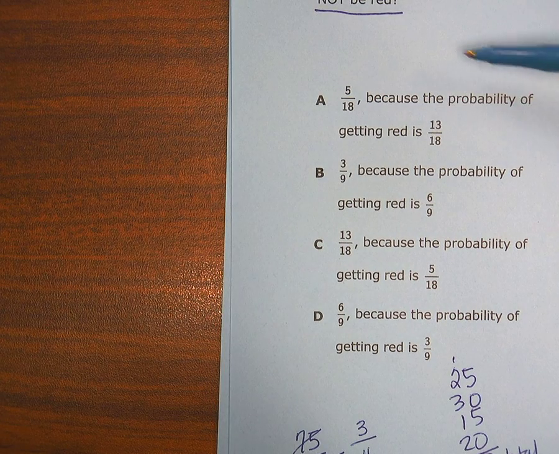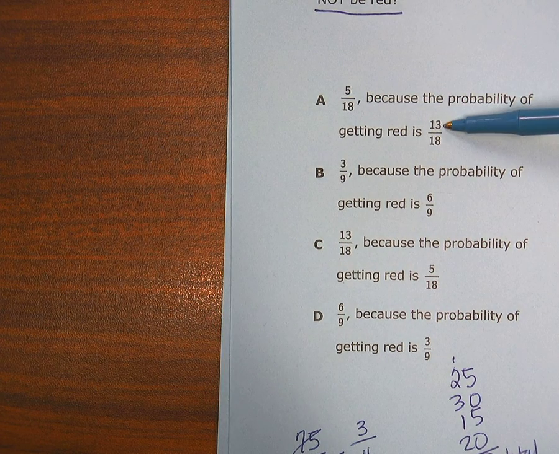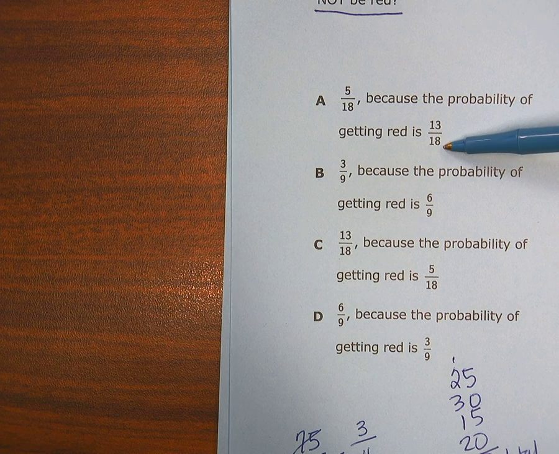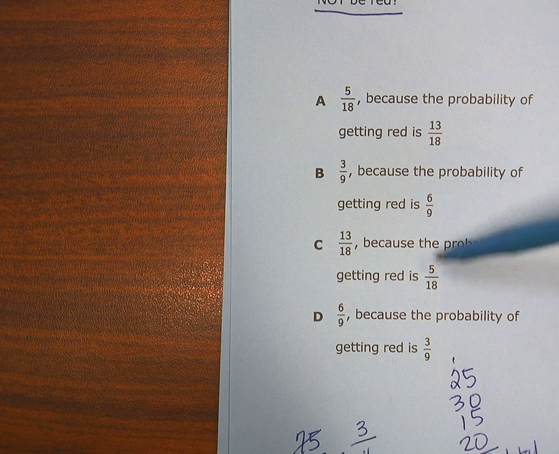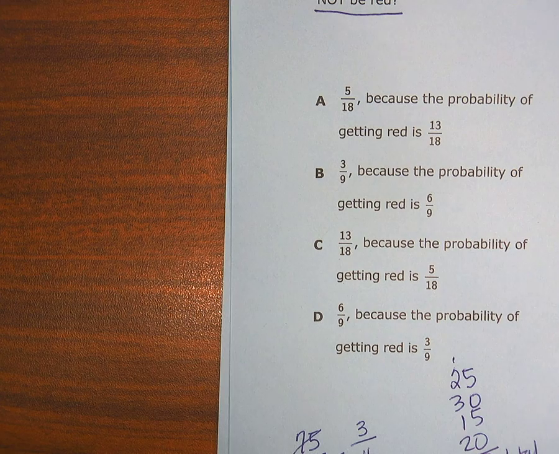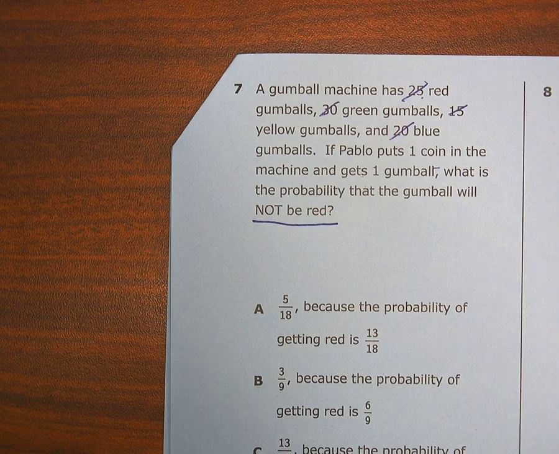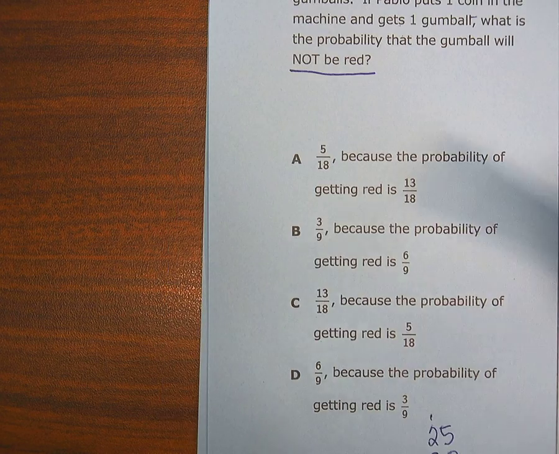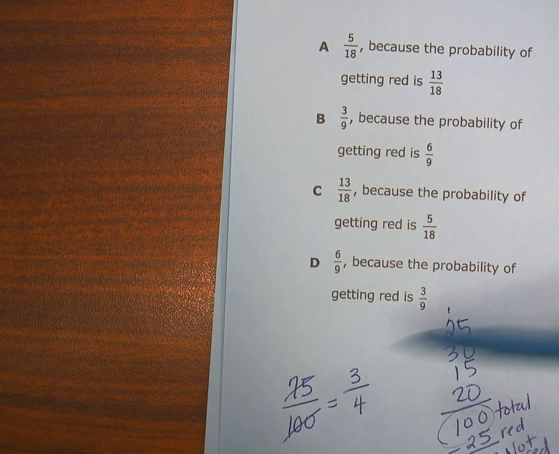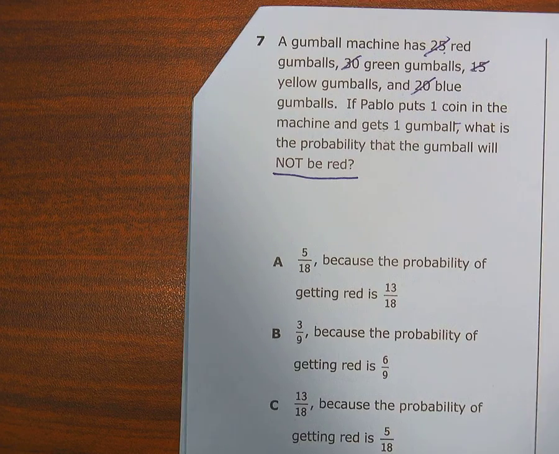It says 5/18 because the probability of getting red is 13 out of 18. 6 out of 9, 5 out of 18, 3 out of 9. Ooh, I think I made a mistake. Let me think. Gumball machine has 25 red gumballs. And listen, this is what you have to do. You can't just say, oh, well, let me guess. Because obviously the work that I just did doesn't match my answer choices.